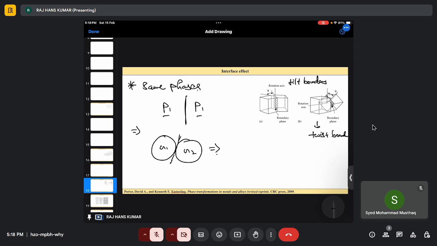Now that's about P1 and G1 and G2. Now what is my tilt boundary? Tilt boundary is nothing but, let's suppose this is my grain one and this is my, let's say, grain two. Now what I'm trying to do is I'm trying to tilt it, right? Tilting with respect to this guy. Let's say this has a surface area. This is the grain one surface, right?